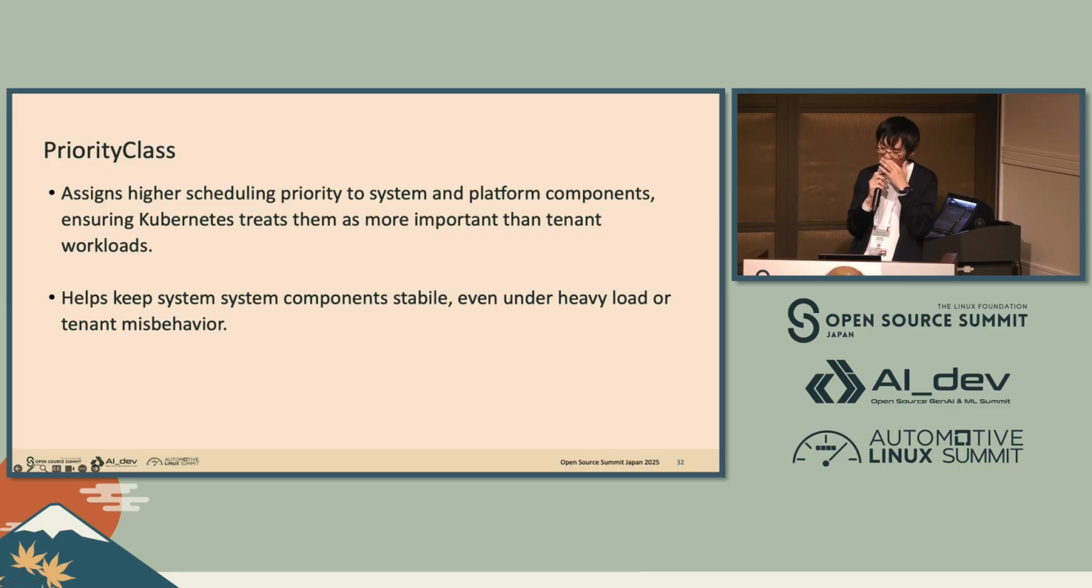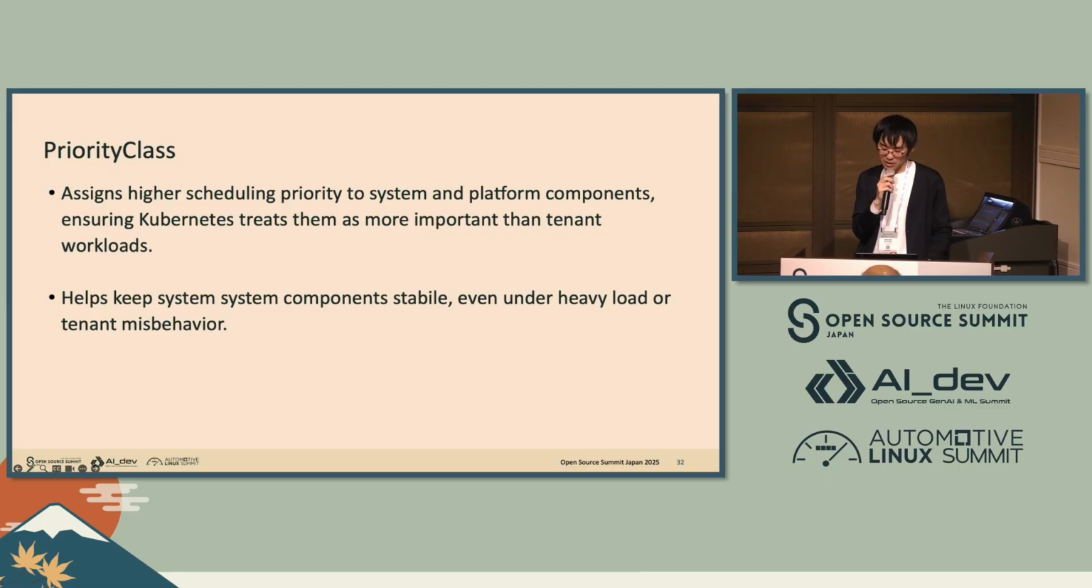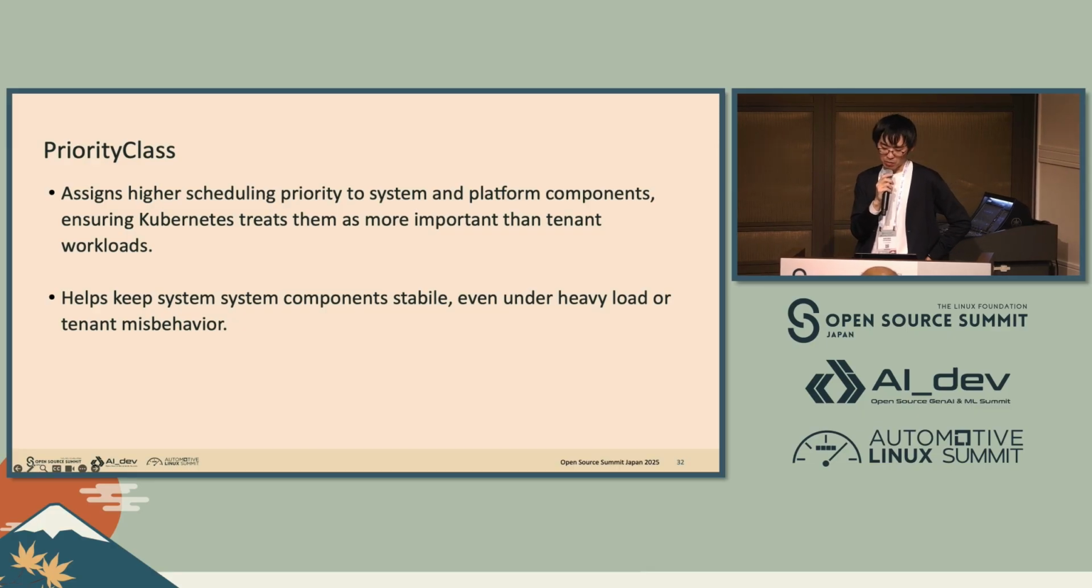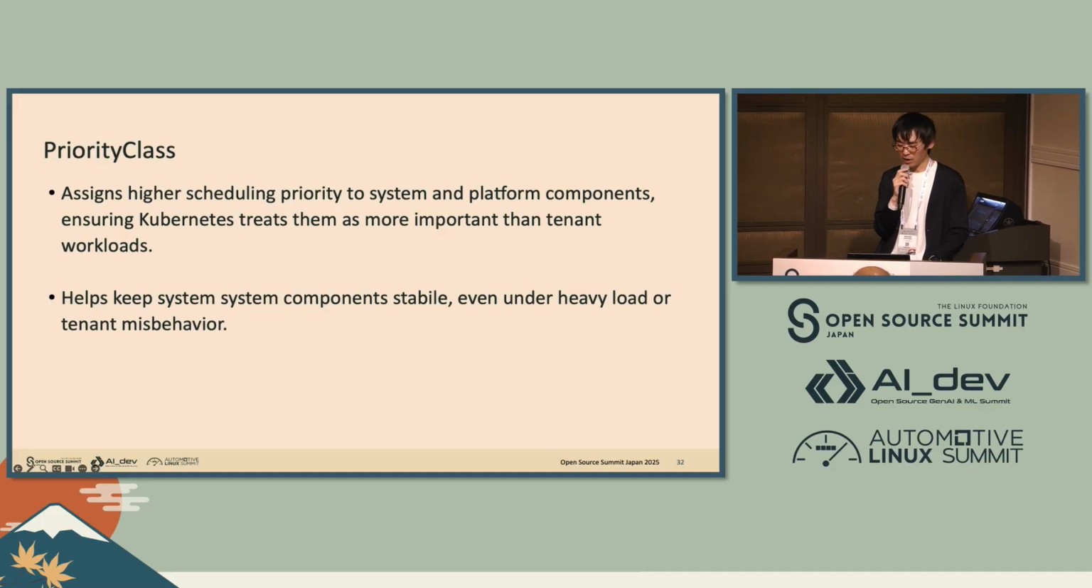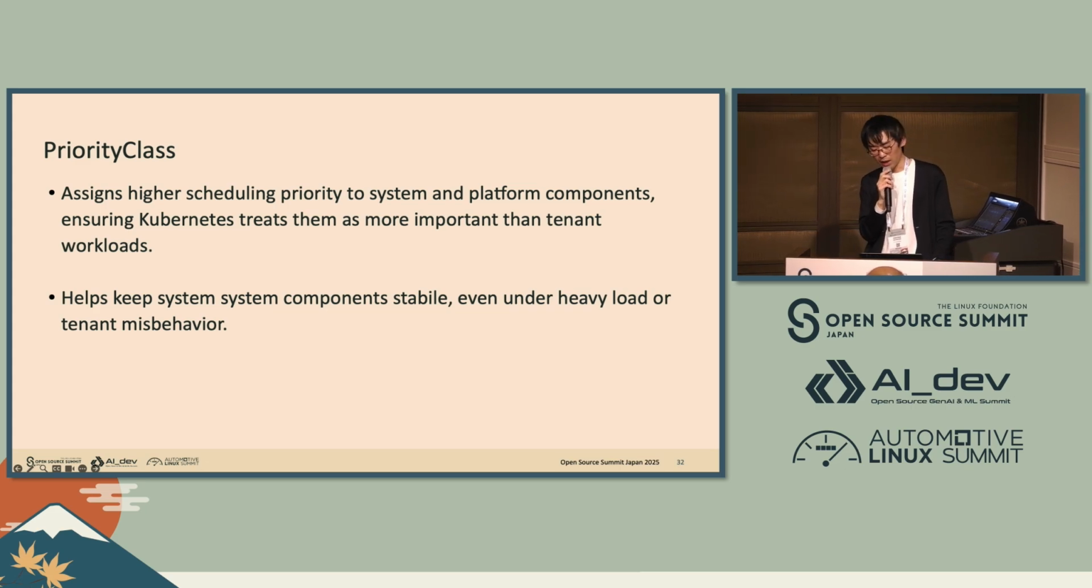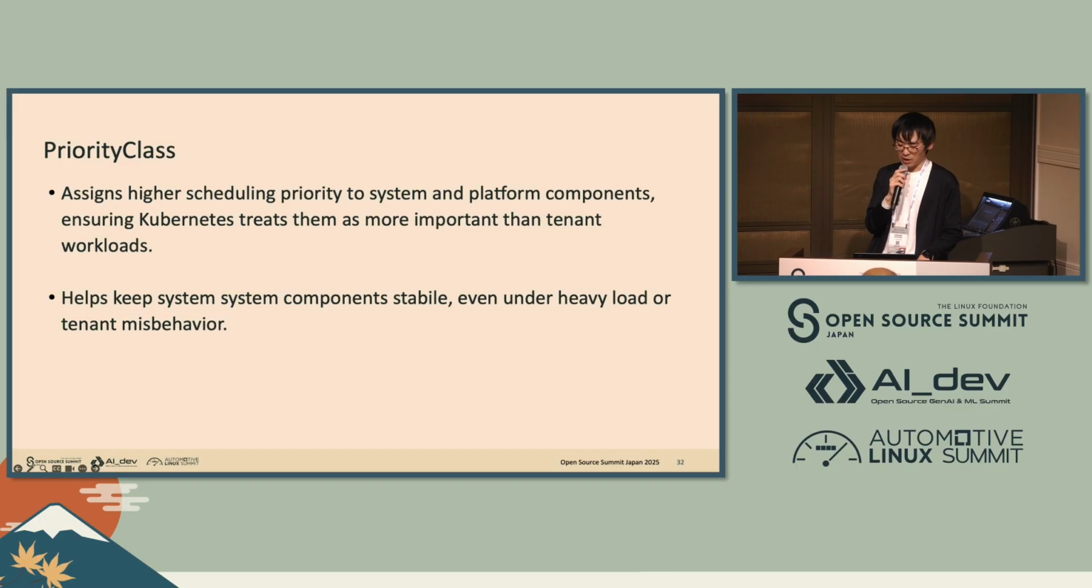One Kubernetes feature that helps protect system components is priority class. Priority class lets you assign a priority level to each pod. By giving system components a higher priority, the cluster will keep them running even when resources become tight. This way, if the cluster is under pressure, the system components stay healthy and the platform remains stable. Using priority class in this way is a good practice for multi-tenant environments.